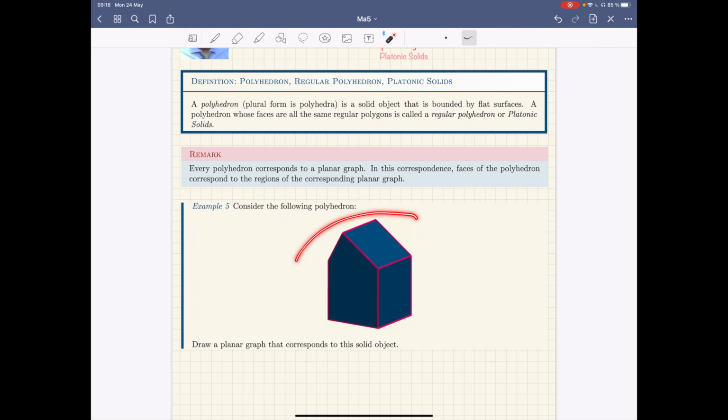So this is a solid object. I don't know how to teach this part. I want to rely on your intuition. So do you see that this is a polyhedron by definition? Yes, because a polyhedron is a solid object. You see a solid object here that is bounded by flat surfaces. So these are flat surfaces. And then I am claiming that I want to convince you that to every polyhedron, I can associate a planar graph.